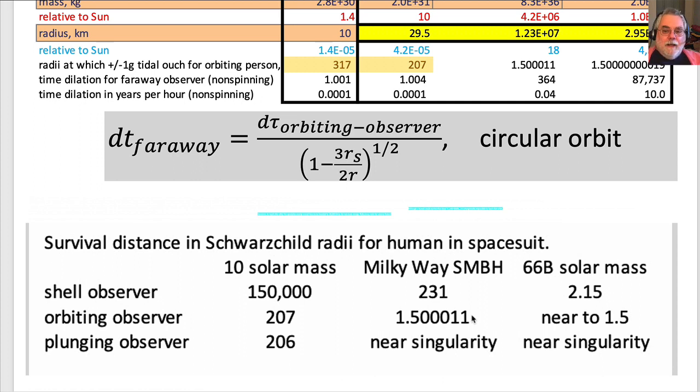For a 10 solar mass black hole, the human orbiting observer needs to stay at least 207 Schwarzschild radii due to tidal force, whereas a human shell observer would have to be 150,000 Schwarzschild radii due to the ordinary strength of gravity. This completes circular orbits of non-rotating black holes.